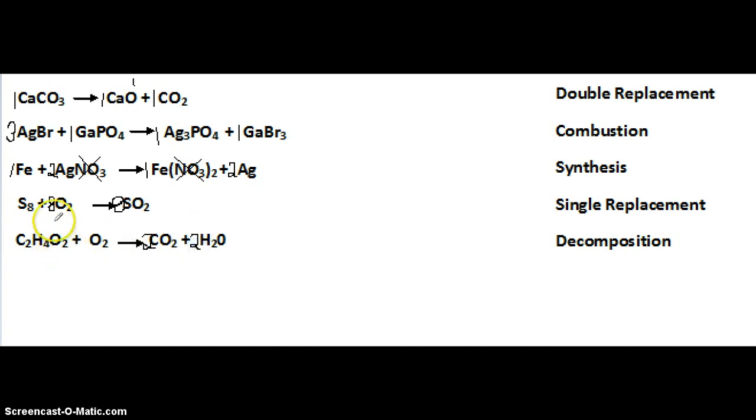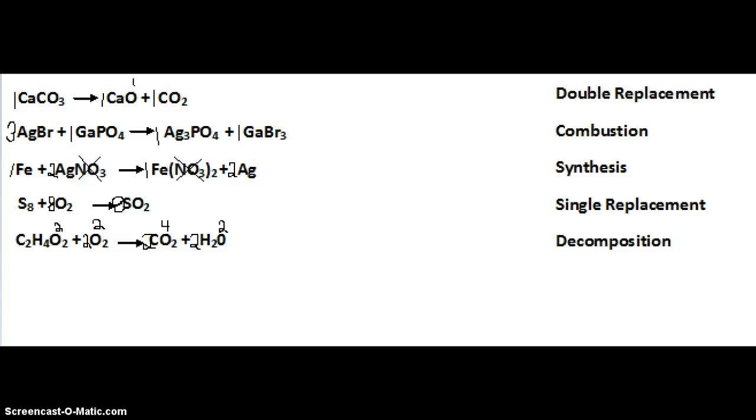We've got 4 oxygens on this side because you've got 2 here and 2 here, so that's in total 4. Here you've got 4 here and 2 here, so that's in total 6. So we need to add another oxygen to this side. Let's add it here. Great, this fully balances our equation, and we've finished with all the equations.